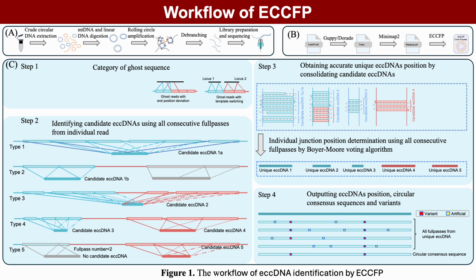ECCFP contains 4 steps. Firstly, quality control and classification of raw alignments, with retention of ghost sequences that current methods often overlook, to maximize data utilization. Secondly, extract candidate eccDNAs from consecutive full passes. Thirdly, consolidate candidate eccDNAs with Boyer-Moore majority voting to generate accurate unique eccDNA. Fourthly, output genomic coordinates, consensus sequences, and variant information.